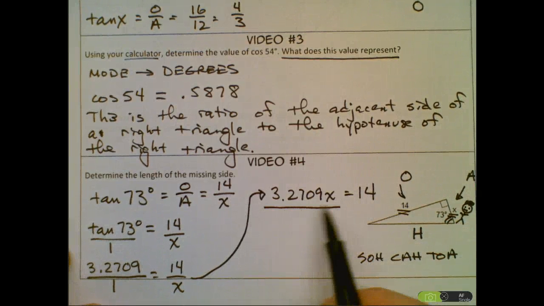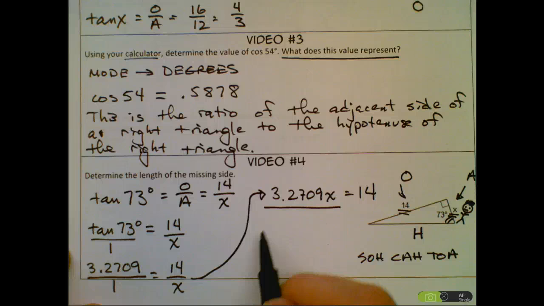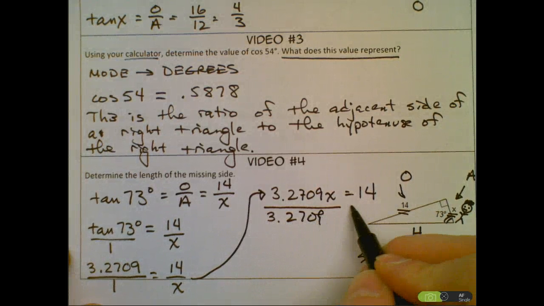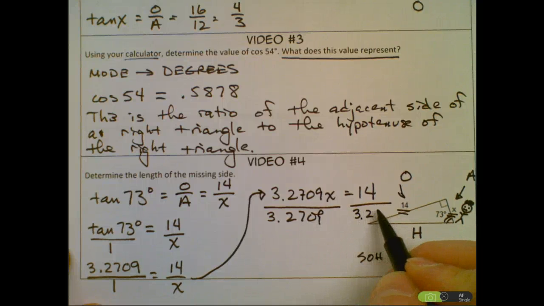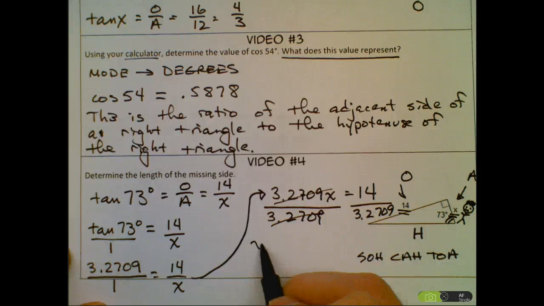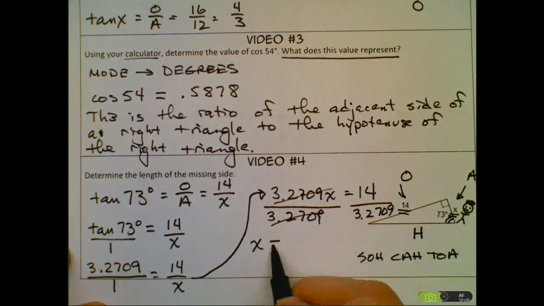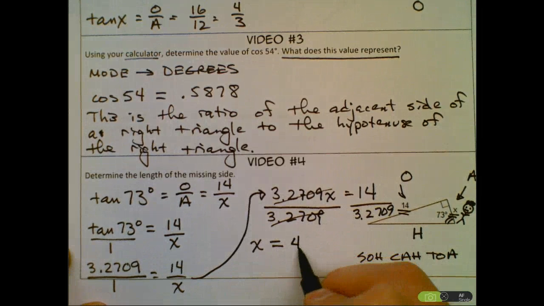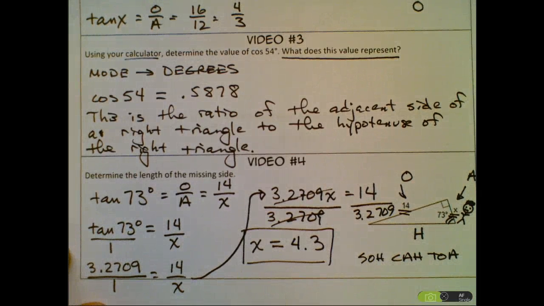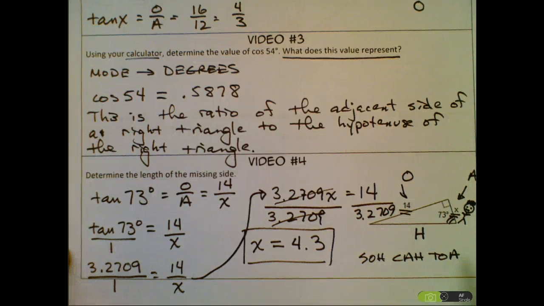Solve for x, so I have to get rid of the 3.2709. Divide that on both sides. So these are going to cancel out, and I'm left with x is going to be approximately 4.3. So there you go. We've used trig ratios to help us find one of the legs of this right triangle.